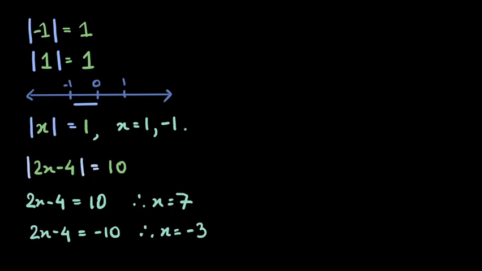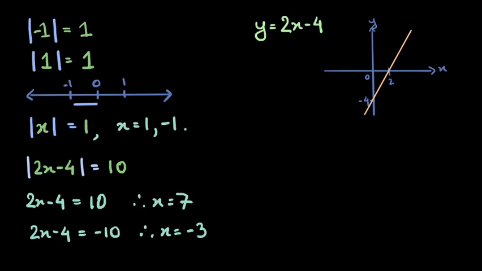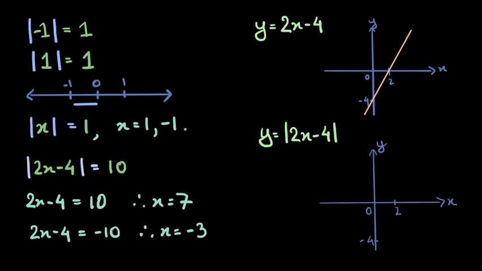Now, if we try to think about this in a graph, if someone were to ask you to draw the graph of y is equal to 2x minus 4, you can simply draw a straight line using the intersections with the axis, and it would look something like this. Now, if someone were to ask you to draw the modulus of 2x minus 4, that would put you into trouble. So it's actually simple. It's actually pretty simple. You do the same exact thing.